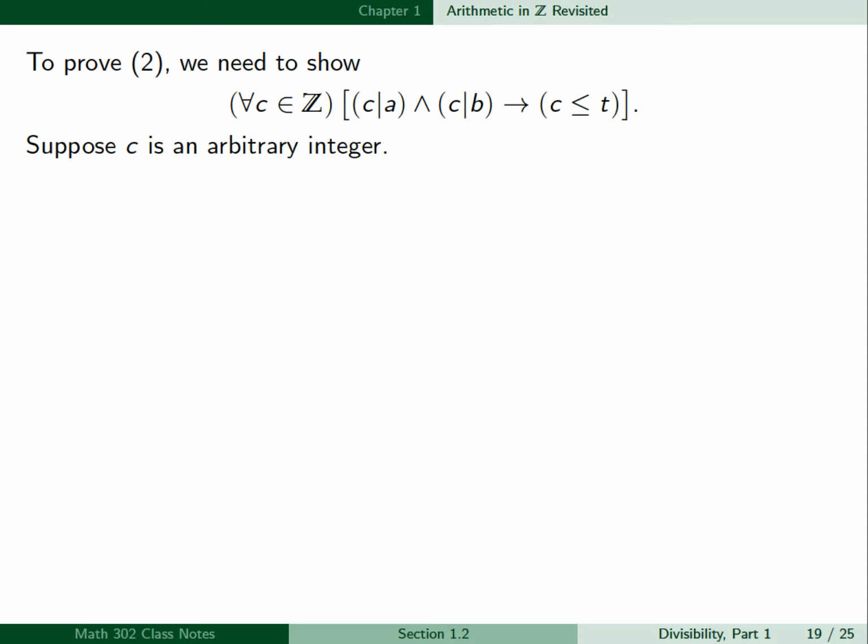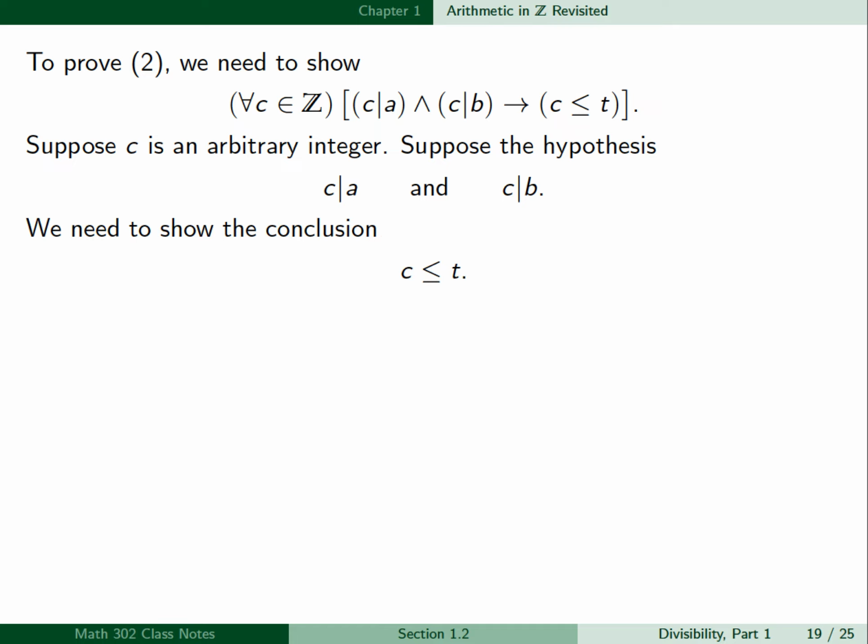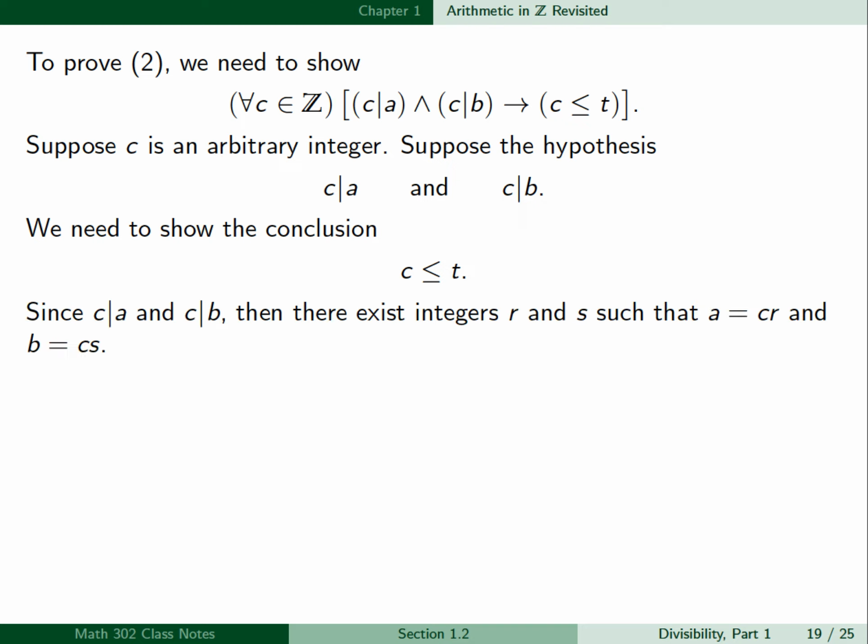So this is going to prove that t is the greatest common divisor of a and b. So let's suppose that c is an arbitrary integer, and we'll suppose the hypothesis c divides a and c divides b, and we need to show the conclusion that c is less than or equal to t. Now since c divides a and c divides b, then there exist integers r and s such that a is equal to cr and b is equal to cs.